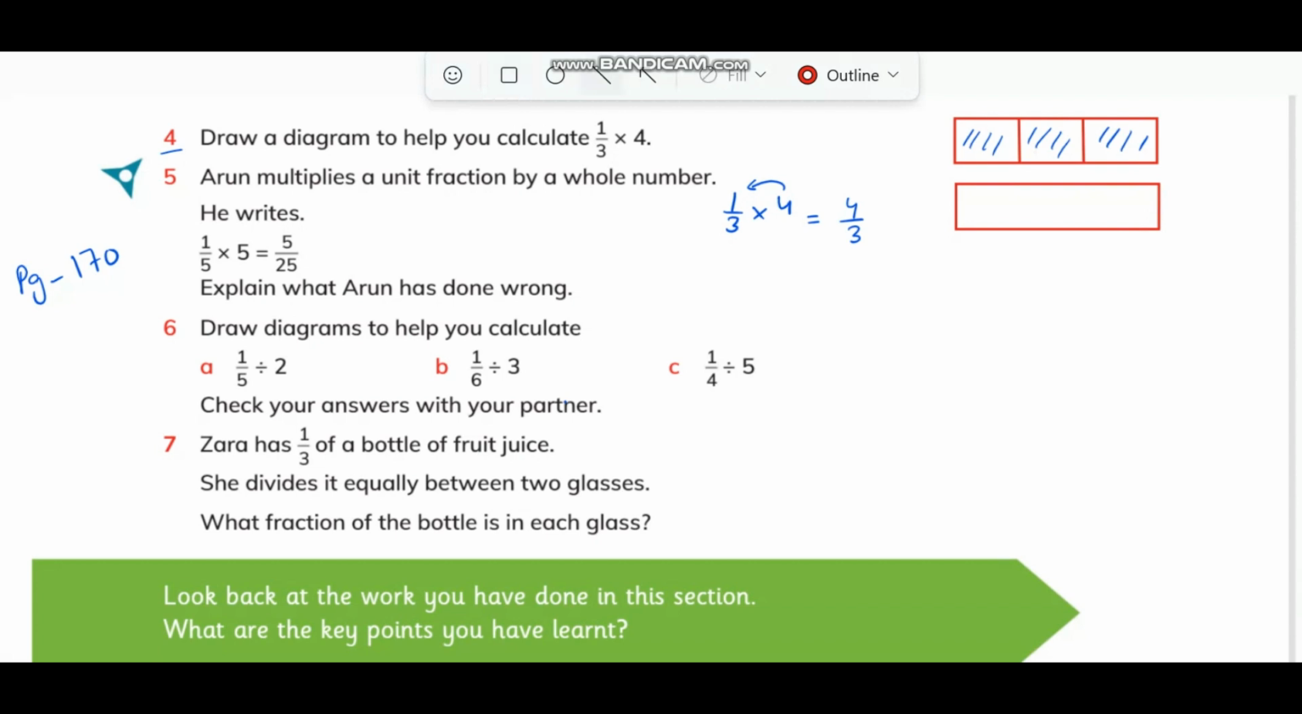I'm going to draw it in front of you now. 1, 2 and 3. Okay, like this. Now how many parts do we have to shade? 4. We have shaded 3 parts. Now 1 more part. Okay, I want to show you how you can solve this question on a number line.